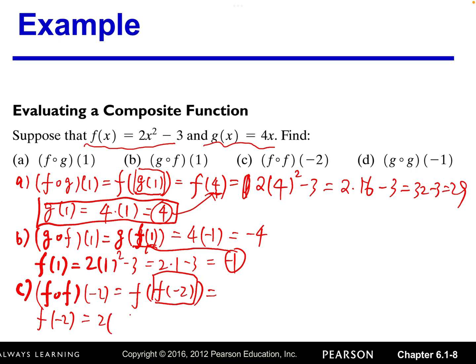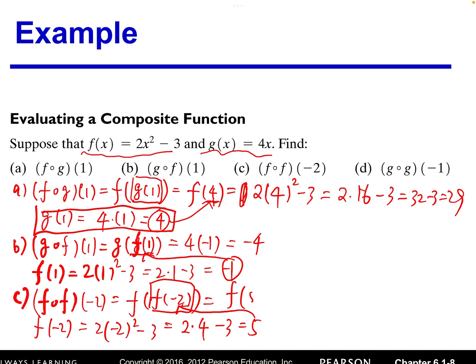That's 2x squared minus 3, right? Replace x by -2. So that's 2 times positive 4, right? -2 squared is positive 4, minus 3. We get a 5. All right, so replace the inner function: f of -2 equals 5. So we're evaluating the outer function, which is f of 5.